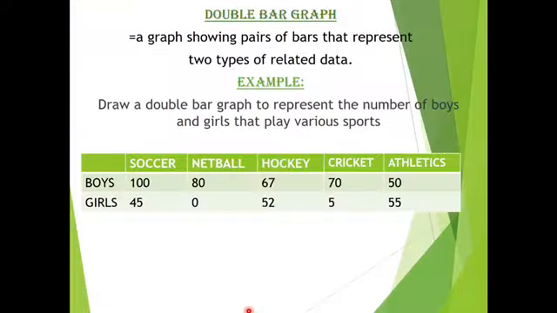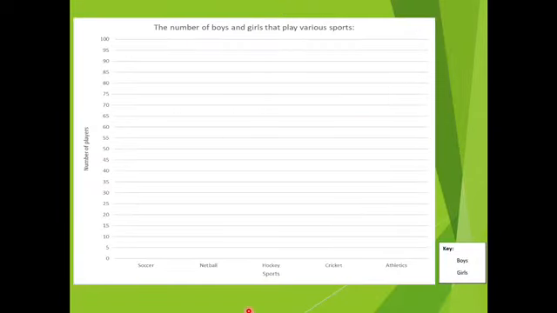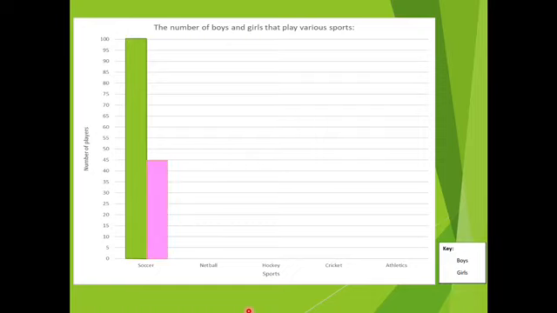Okay, so let's look. For soccer, there are 100 boys that play soccer, and for girls there are 45. So first I'm going to start with boys. I'm going to draw a column up to 100, and then for girls I'm going to draw a column up to 45. And then I'm going to highlight them in two different colors or color them in with a pencil. You can even put different shapes in to categorize, one for boy and one for girl.